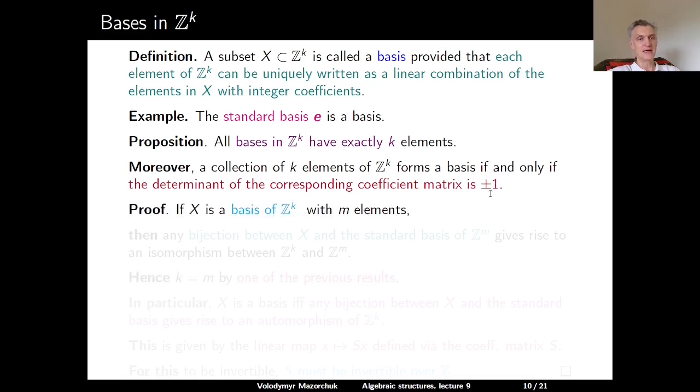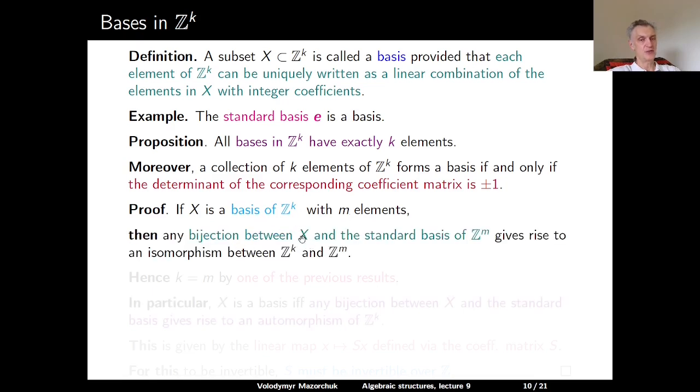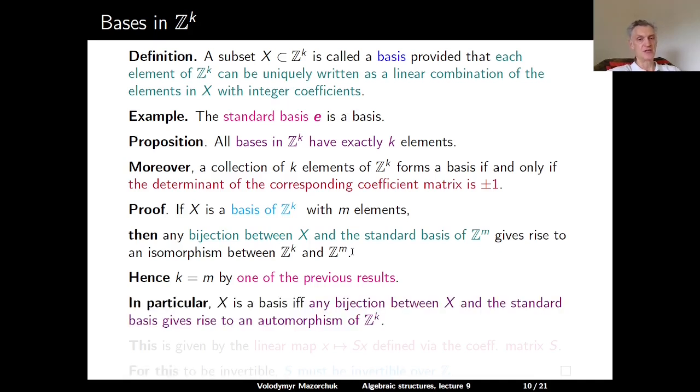Proof: let X be a basis of Z^k which has exactly m elements. Then any bijection between this X and the standard basis of Z^m gives rise to an isomorphism between Z^k and Z^m. And hence k is equal to m by one of our previous results. In particular, X is a basis if and only if any bijection between X and the standard basis in Z^k gives rise to an automorphism of Z^k.